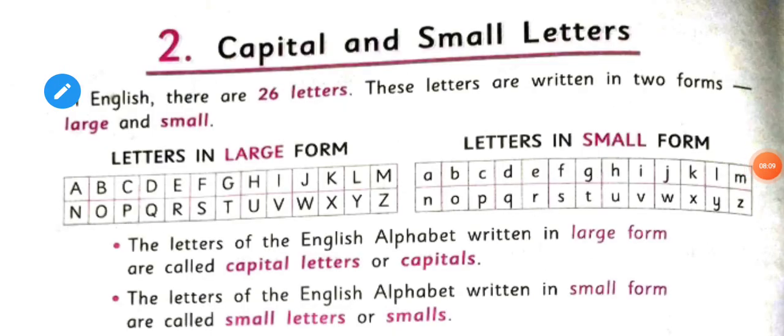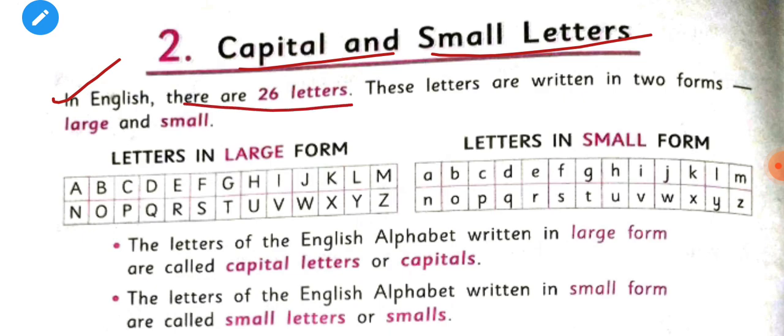Children, you know, in the previous chapter we have already discussed sentences, words and letters. Now let's start chapter 2. In this chapter we will know about capital and small letters. So now let's start. Children, in English there are 26 letters that I had already told you in the previous chapter.